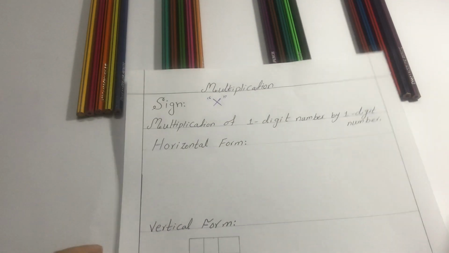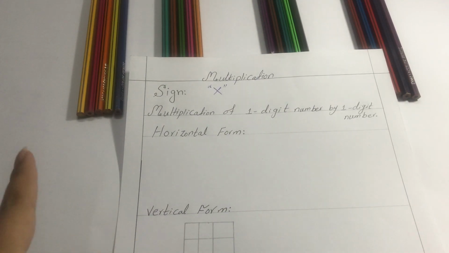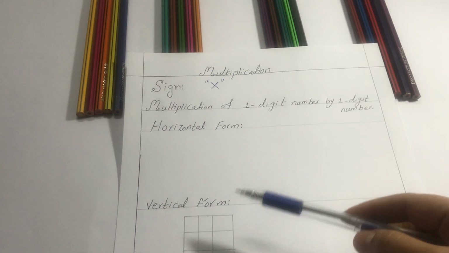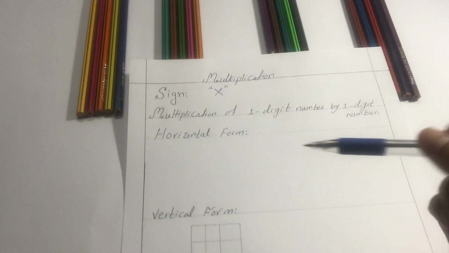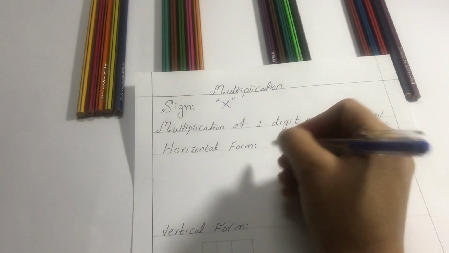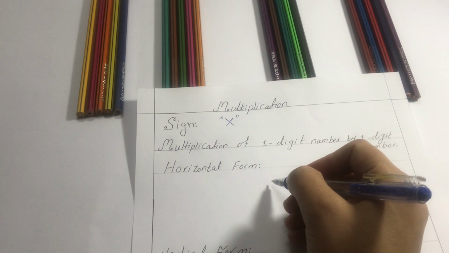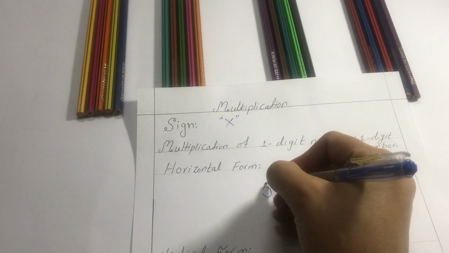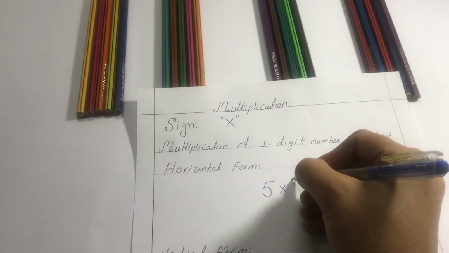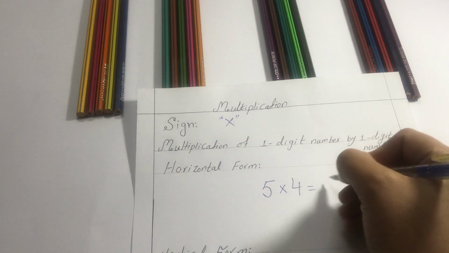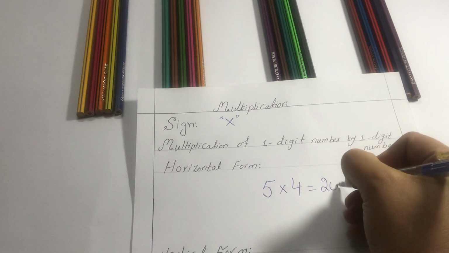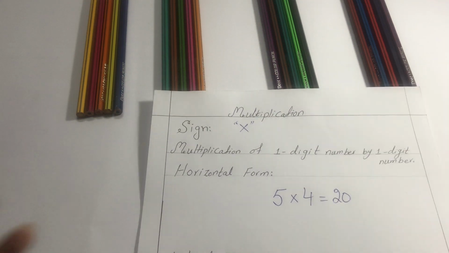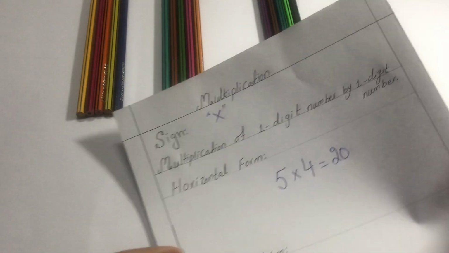Students, we have 2 types of multiplication. We can write our sums in 2 forms. One is known as the horizontal form and one is known as the vertical form. For example, as we have done with pencils, if we write it in the horizontal form, we will write 5 times 4, and 5 times 4 is 20. Right? We can solve this sum in the vertical form too.